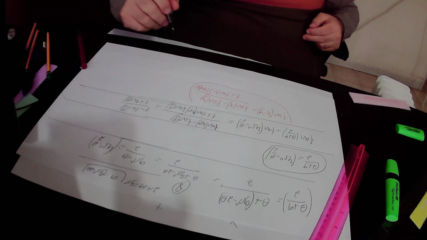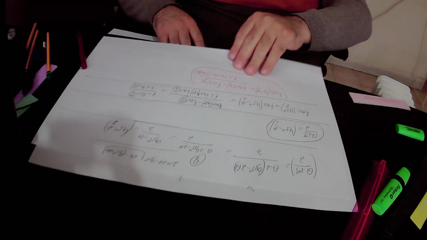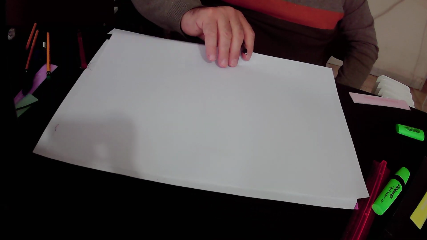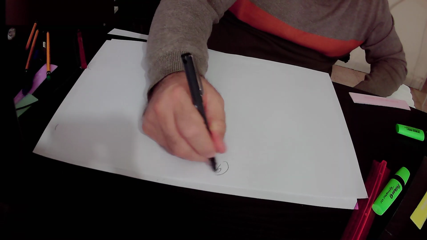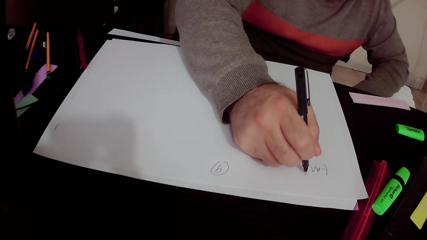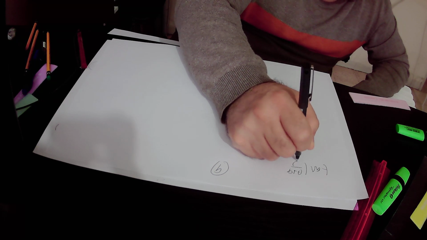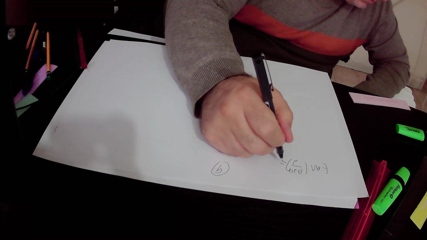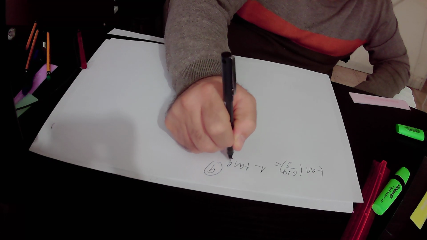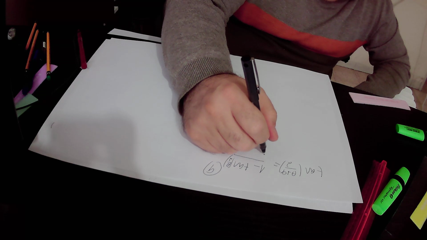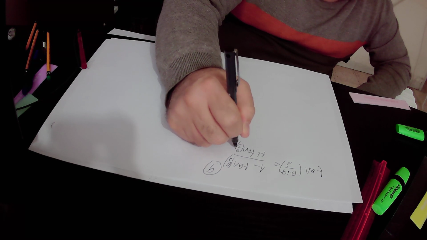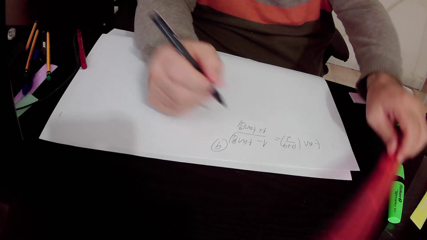Okay, so actually we found out that tangent of theta plus alpha over 2 equals 1 minus tangent theta over 2 over 1 plus tangent theta over 2. Okay?